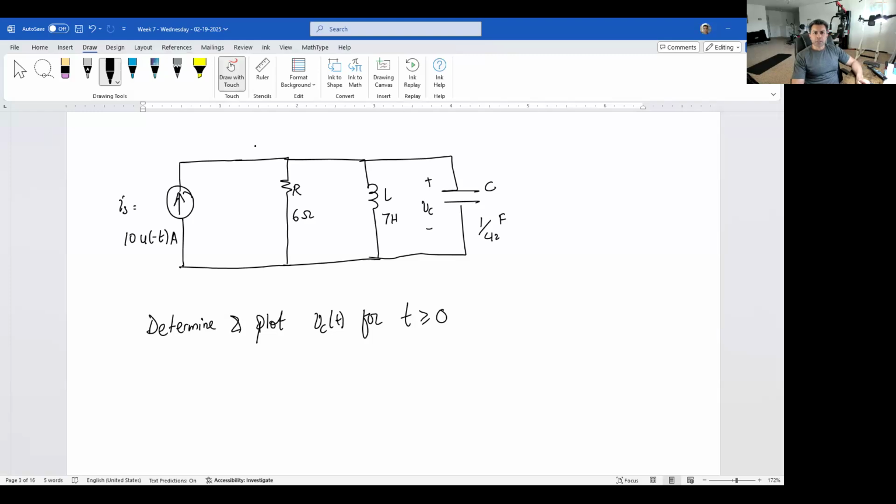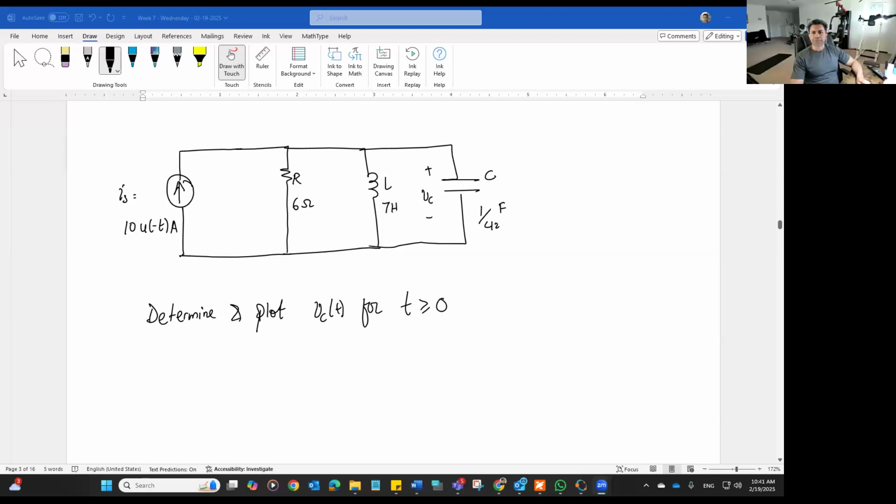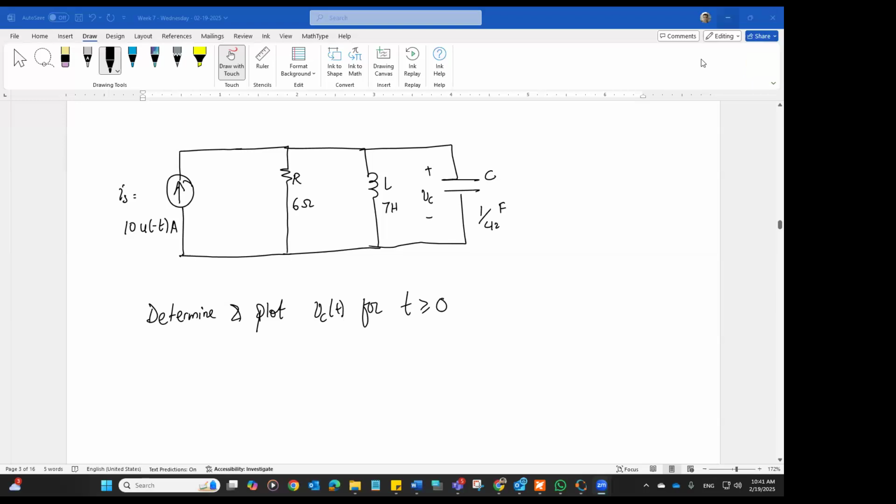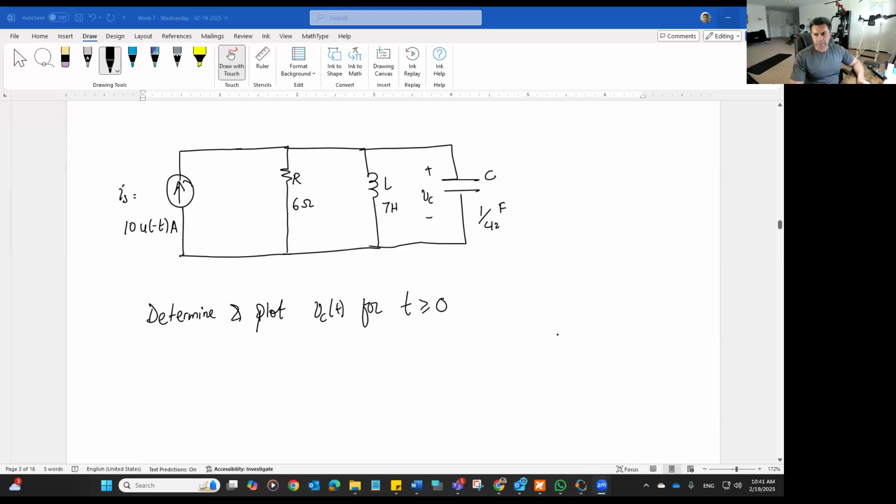Let me share my whole screen so I can show the MATLAB work as well. Share a screen, everything. Professor. Yeah. Does that say 1/42 farads? 1/42 farad, yes. Okay.